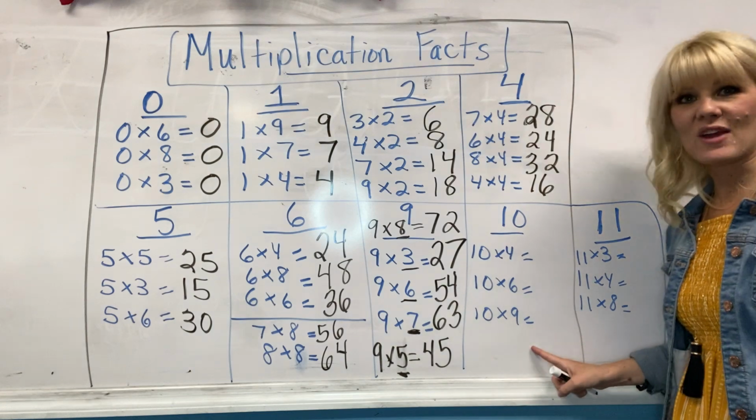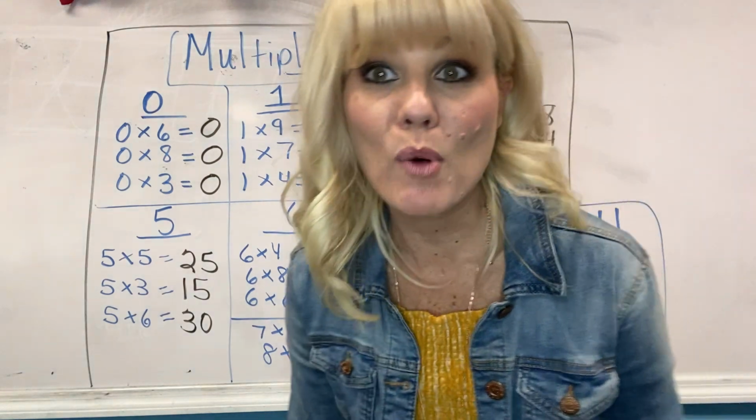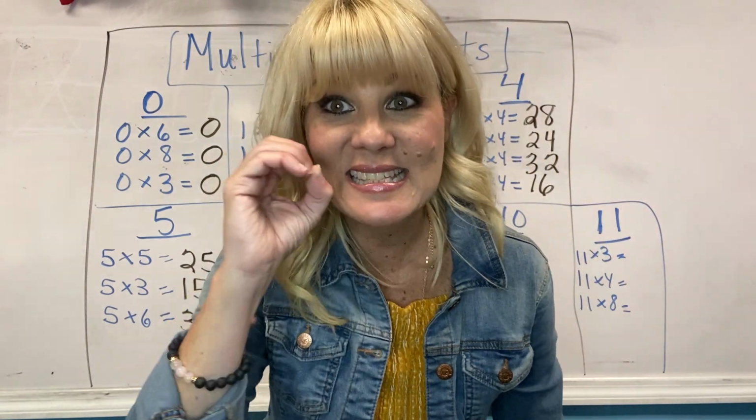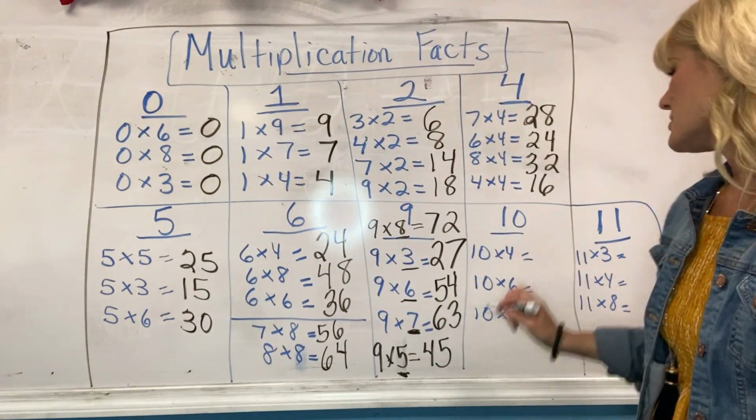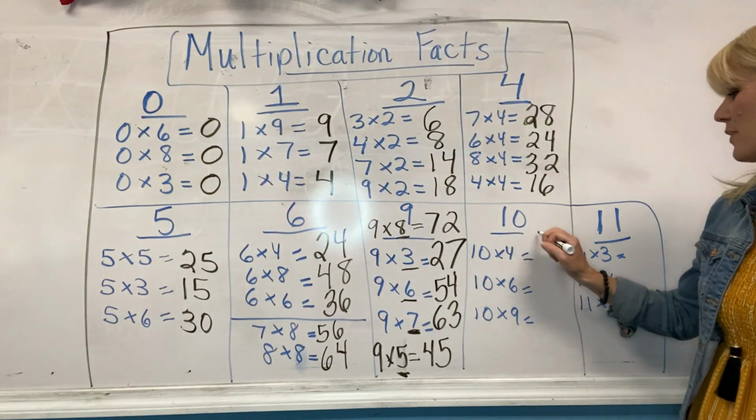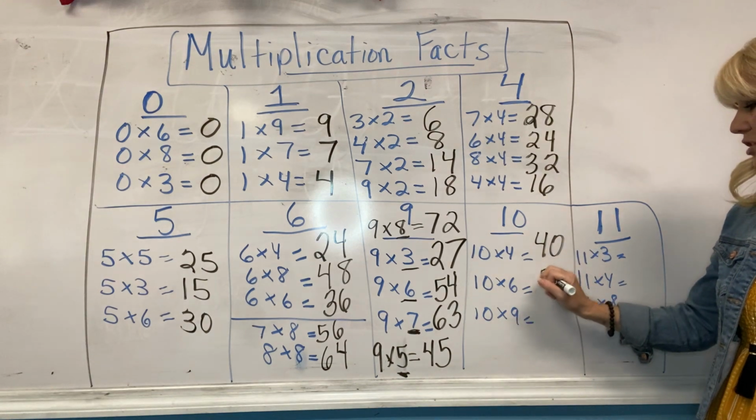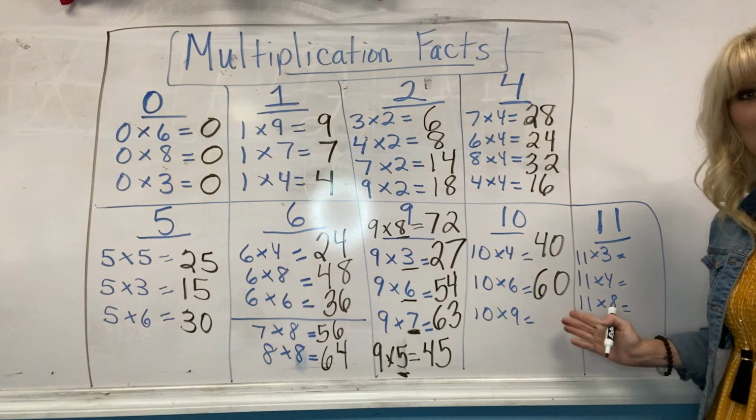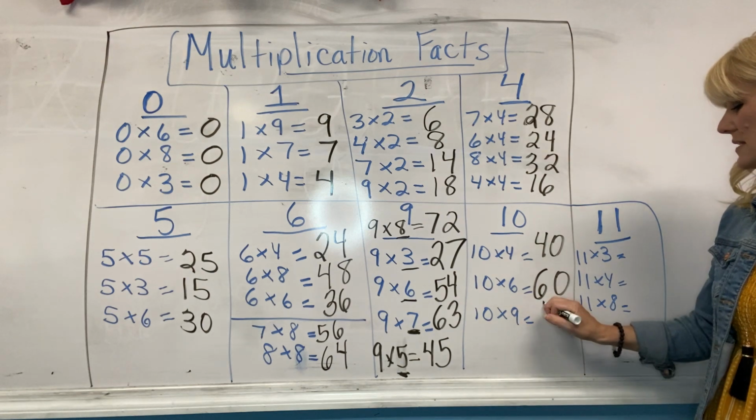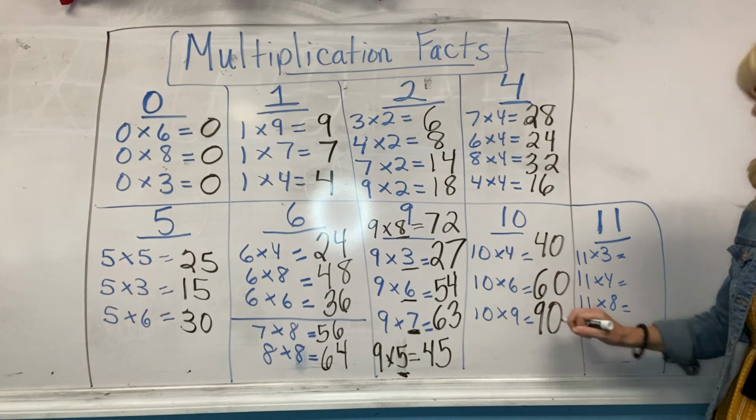All right, the 10s are everybody's favorite because when you multiply by 10, you just add a 0 to the end of the number. So if it's 10 times 4, you put a 4 with a 0 and it makes 40. If it's 10 times 6, you put a 6 and add a 0 and that makes 60. If it's 10 times 9, you put a 9, add a 0, it makes 90.